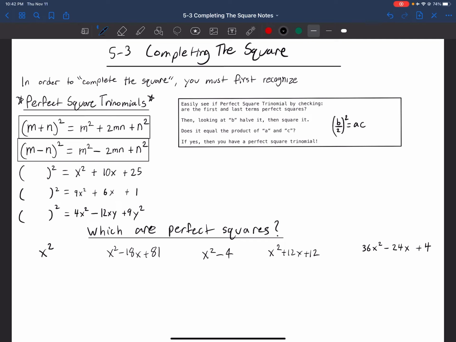So to begin with, this is lesson, I believe, 5-3 now. We've done factoring day 1. This is technically factoring day 2, completing the square. In order to complete the square, which if you've never heard of that from Algebra 1, is another technique for solving quadratics, you have to first recognize what a perfect square trinomial looks like.